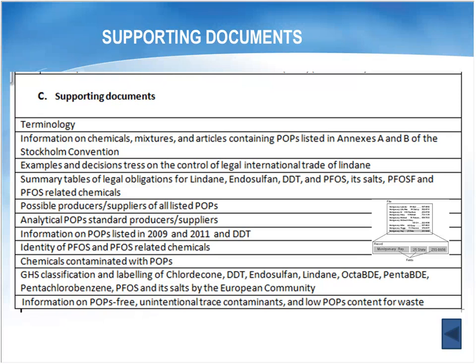But I will highlight the ones that relate to information on POPs listed in 2009-2011, the identity of PFOS and PFOS-related chemicals, and chemicals contained with POPs. Those are the ones that you can read counting 3 from the bottom. And that wants to be initial seed for a database. Those are information in Excel sheets at this moment. And you will find that also in this NIP guidance package.